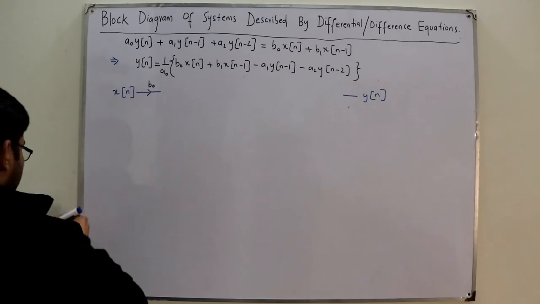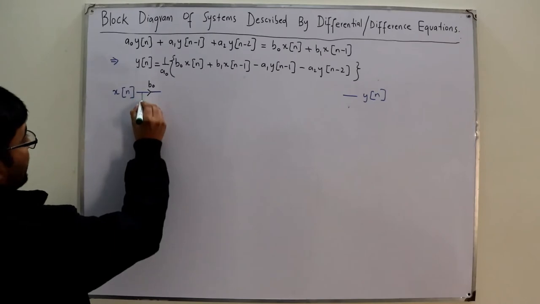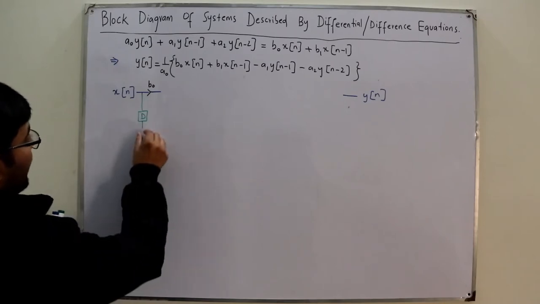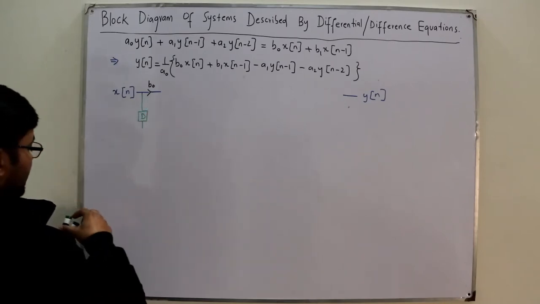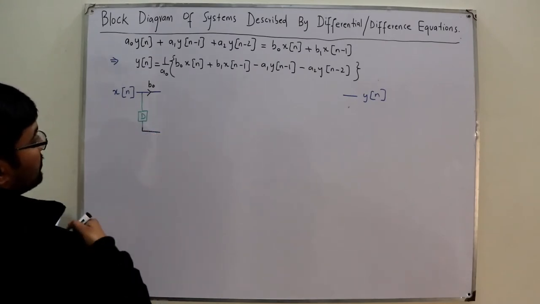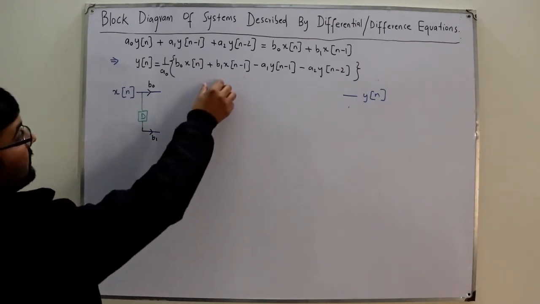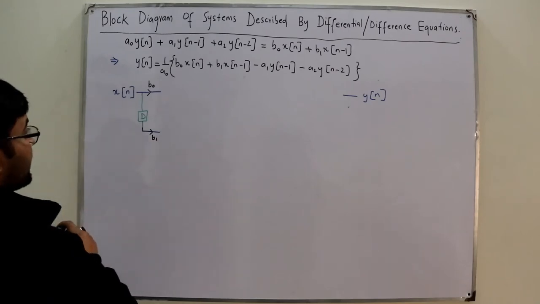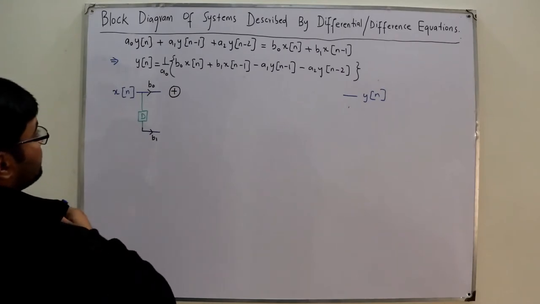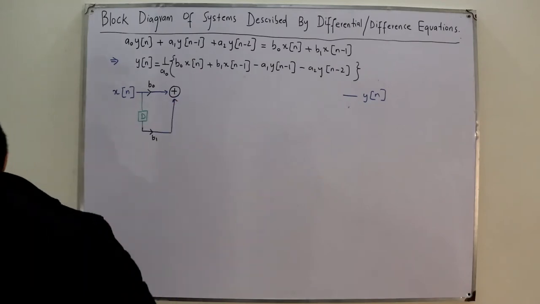Which means we have a delay involved. Here we go, this is the delay. Over here you have x[n minus 1], and this x[n minus 1] would now be multiplied with b1. So over here I would have b1, the multiplication factor. Fine, and these two are added. Let me add them, and I hope I'm doing it correctly.